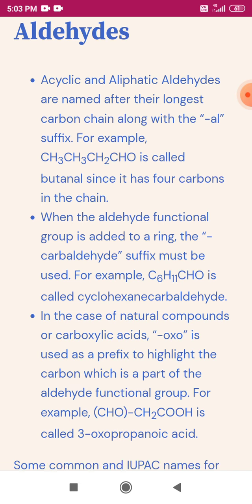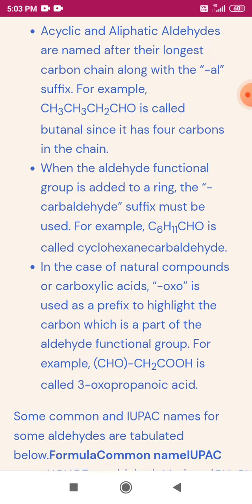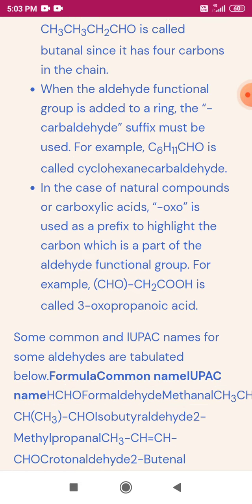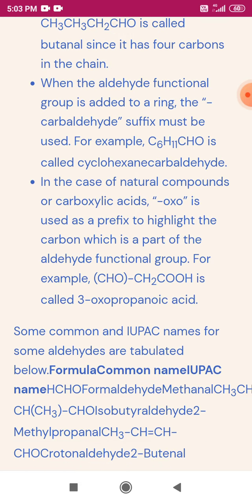Cyclohexane carbaldehyde. In the case of aldehydes on carboxylic acids, oxo is used as a prefix to highlight the carbon which is a part of the aldehyde group. For example, OHC-CH2-COOH is called 3-oxopropanoic acid. Now we are going to learn about some common and IUPAC names, International Union of Pure and Applied Chemistry.